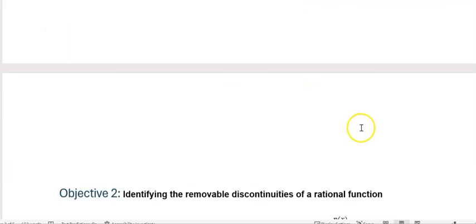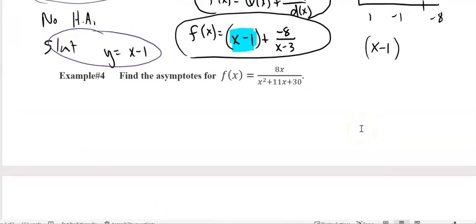Here's another one. Let's try example 4. Let's do all the things. So I say find all asymptotes: find VAs, HAs, or let's call them SAs, slant asymptotes. First, we'd find the domain. Now remember, we don't always have all of these things. Sometimes we have a vertical, sometimes we have a horizontal, sometimes we don't. Sometimes we have a slant, sometimes we don't. Sometimes we have holes, sometimes we don't. So that's our job to figure that out.